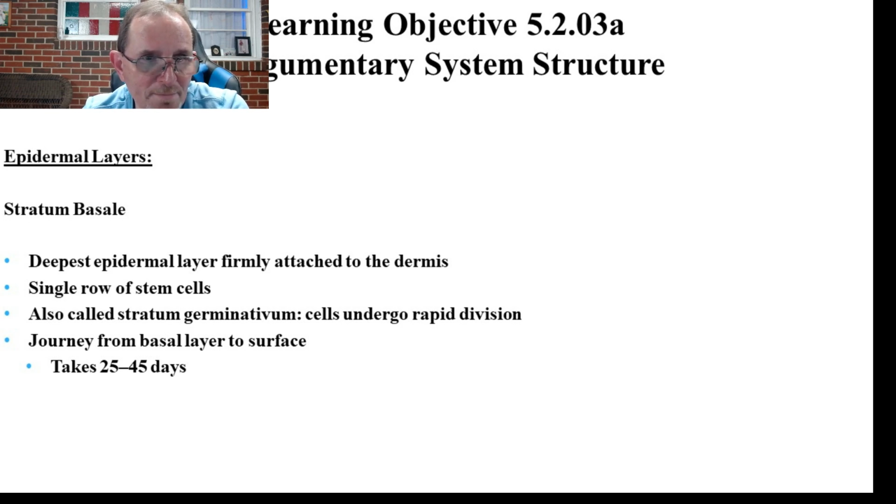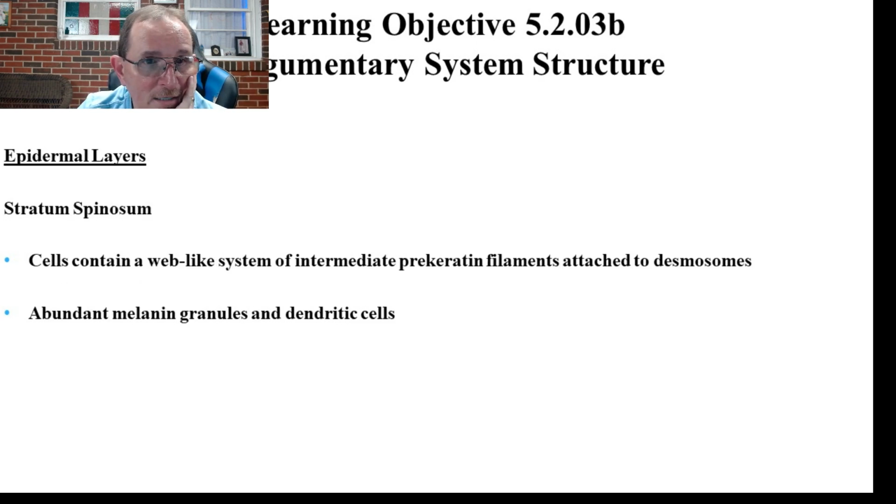Stratum basal, deepest, single row, 25 to 45 days, about a month on an average. It's also called stratum germinativum, but don't worry about that. Just call them stratum basal. Okay, stratum spinosum.